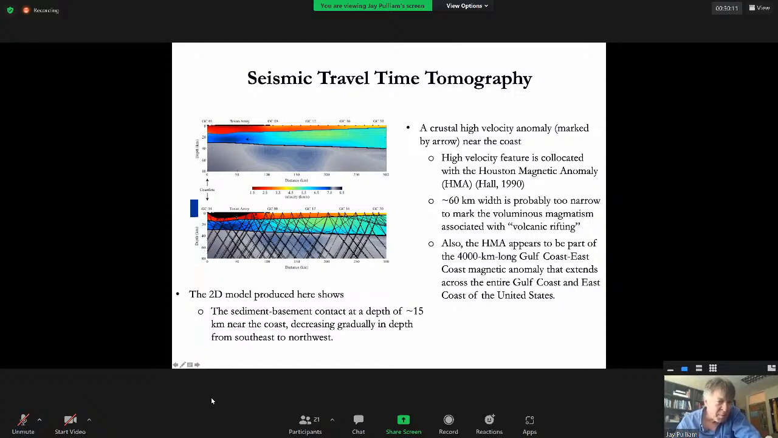Here are the ray paths in the sediments recorded by that Texan array from the air gun shots offshore. And that provides very strong constraints on the velocities of those sediments. Otherwise there would be a pretty strong trade-off of these nearly vertically propagating waves. It produces this high velocity anomaly in the crust right at the coast, which corresponds with a magnetic anomaly there.